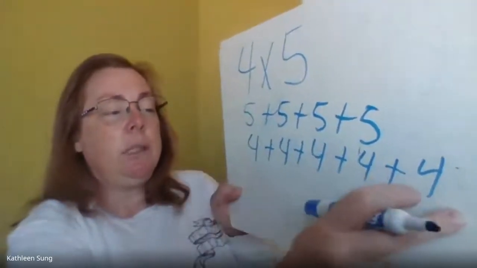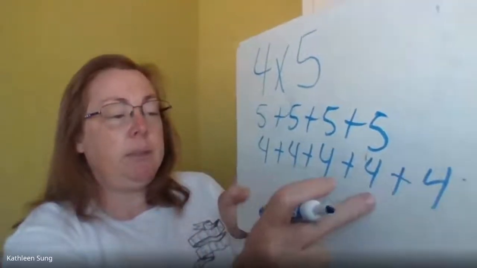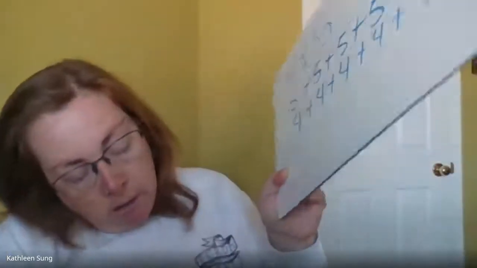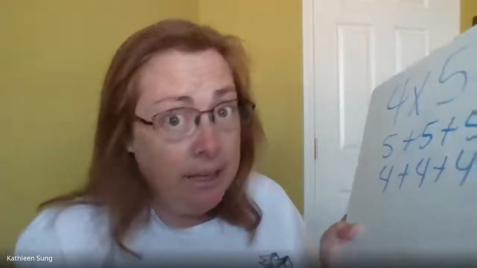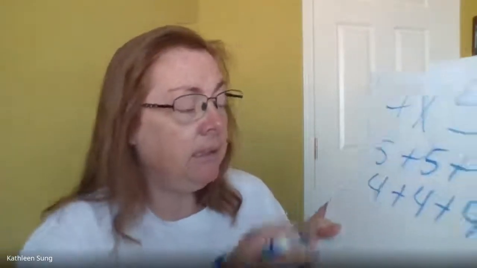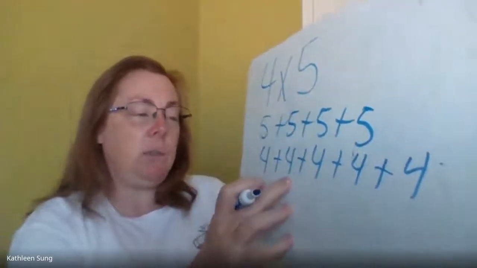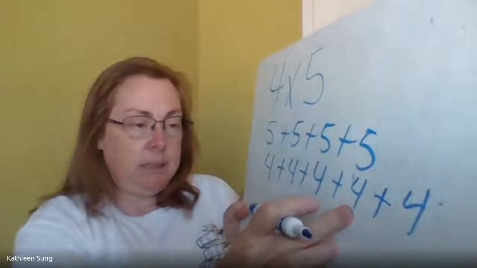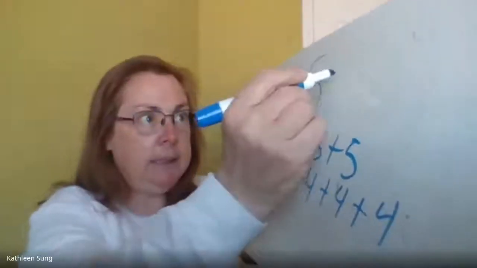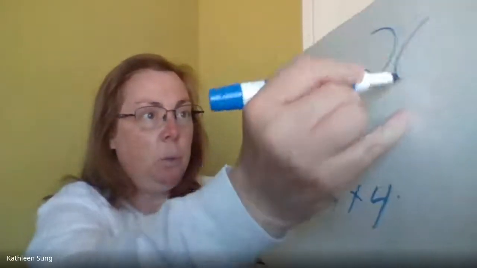So if I want to do 4 times 5, so 4 plus 4 plus 4 plus 4 plus 4, oh my heavens. Is that very efficient? No, it's not. Okay, so I would have to say 4 plus 4 is 8, plus 4 is 12, plus 4 is 16, plus 4 is 20.